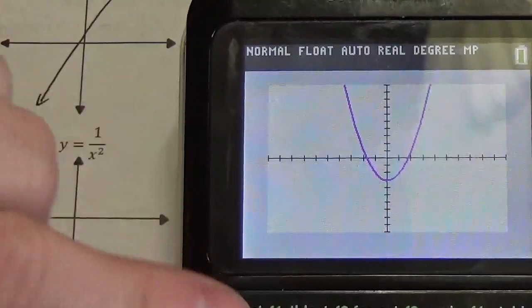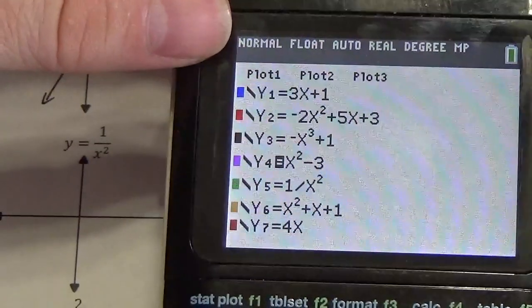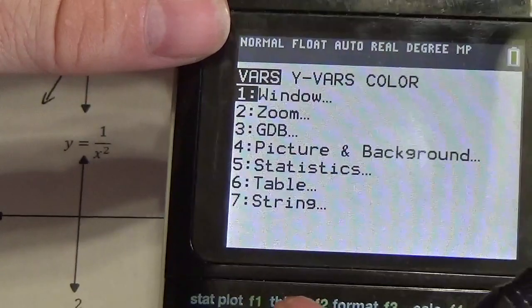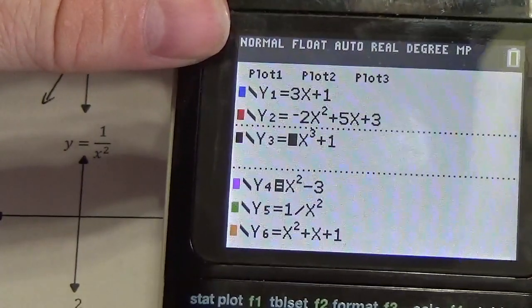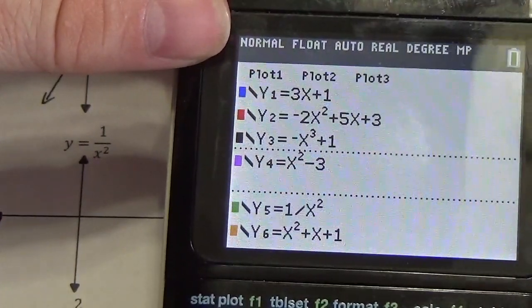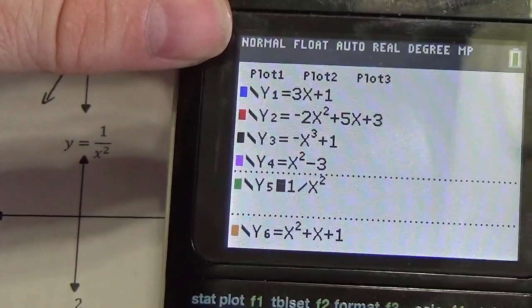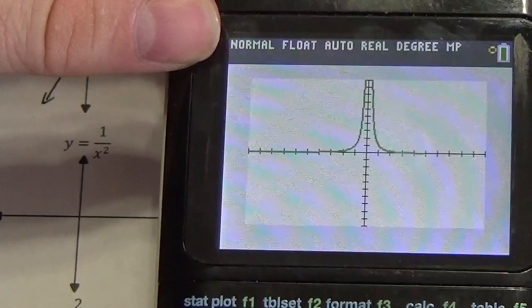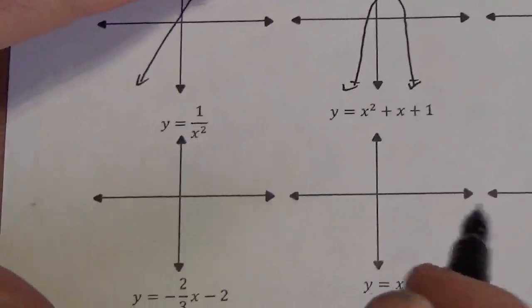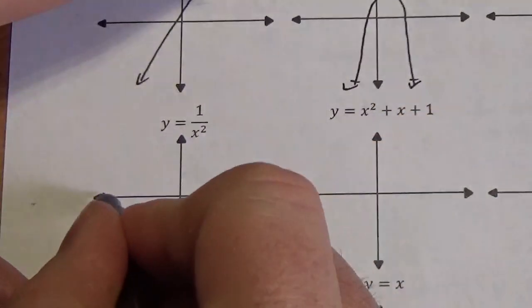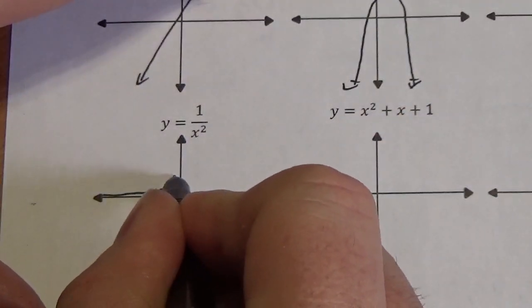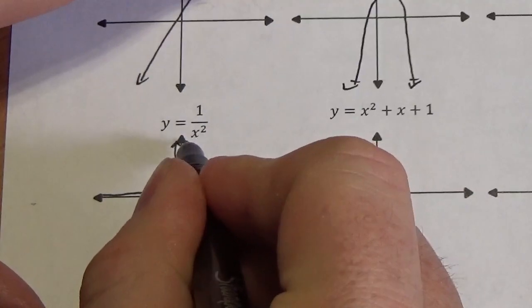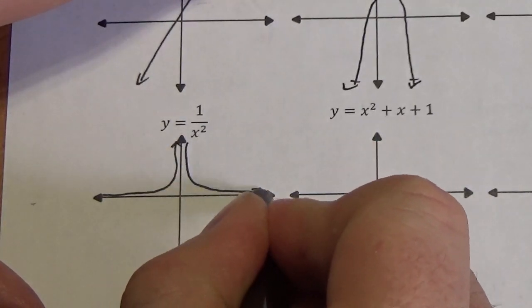1 over x squared. Let's take a quick look. Sorry, go back to that. Okay, turn that off. 1 over x squared. Well, this is going to be interesting. Oh, look at that. Now that is a unique looking graph. So the graph appears to kind of ride along the x-axis here like this, and then it shoots up, and then it comes back down, and then seems to go along the x-axis again.